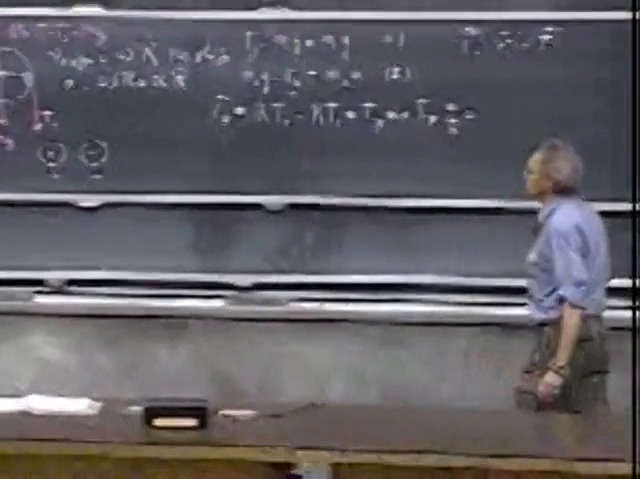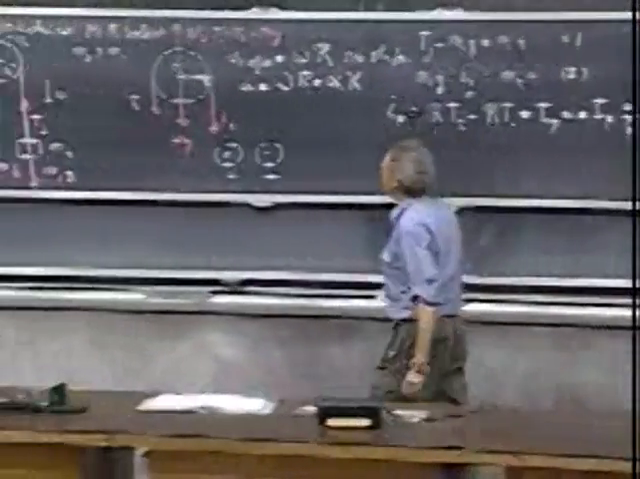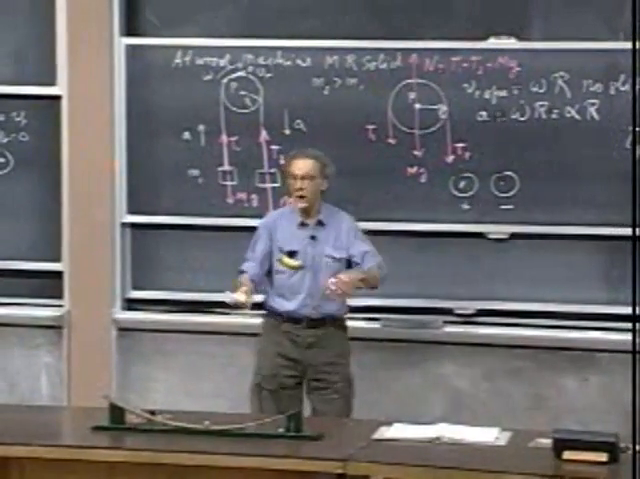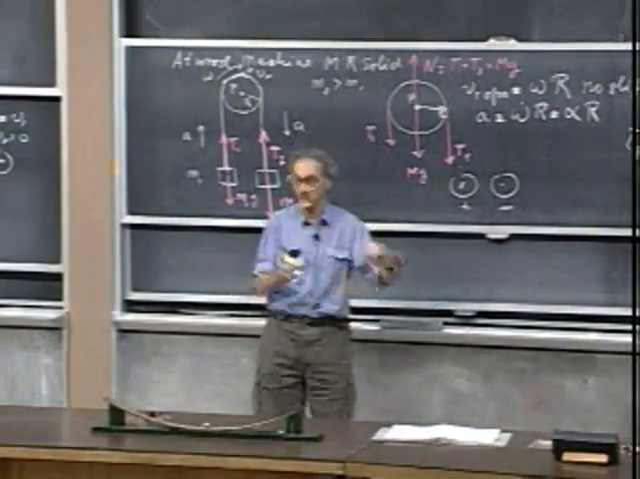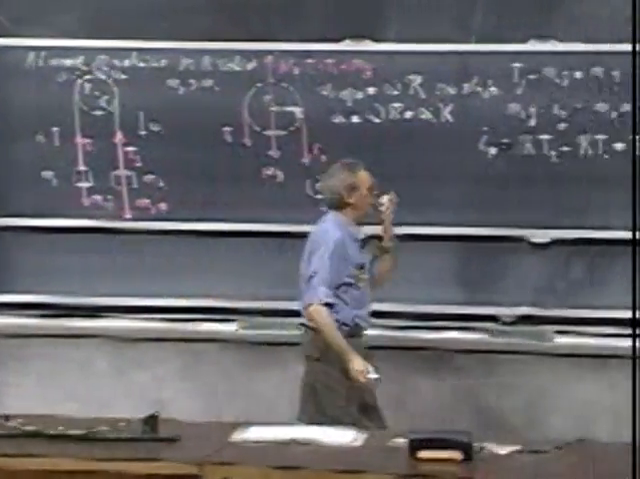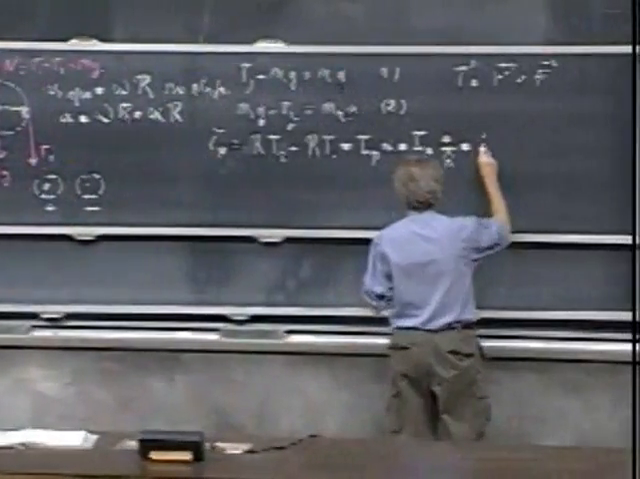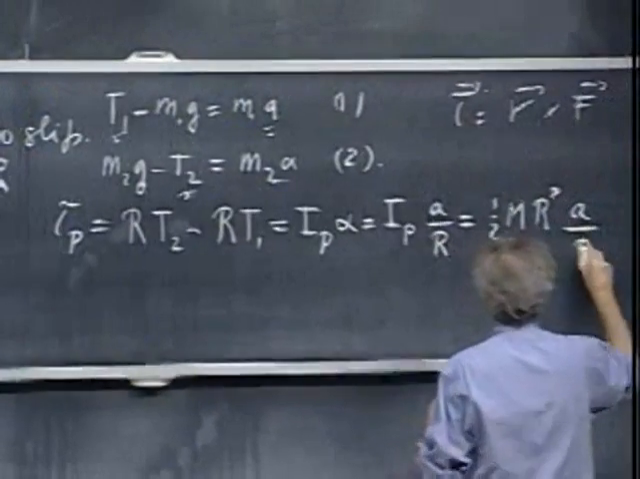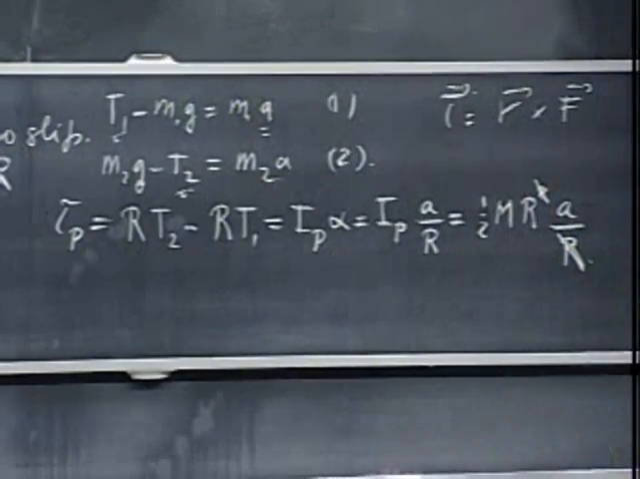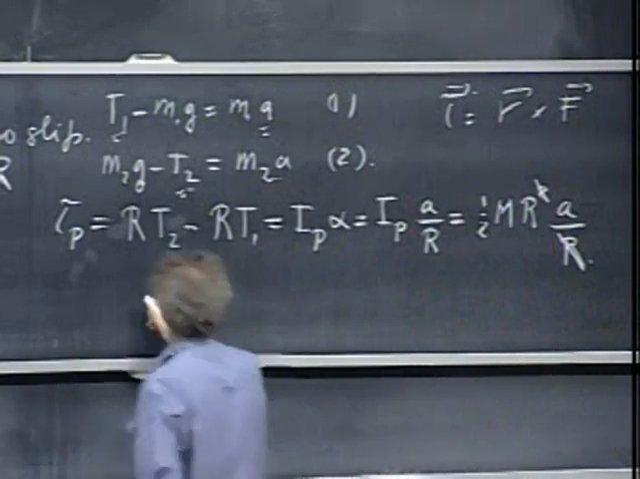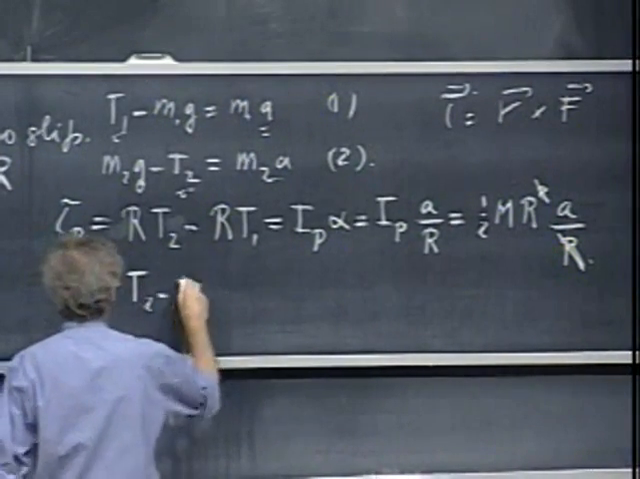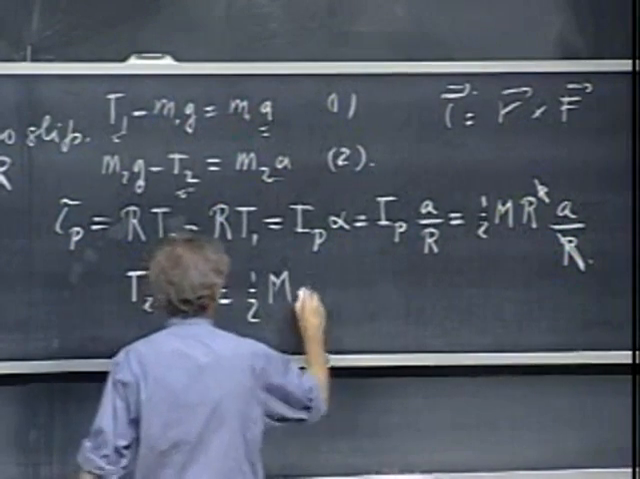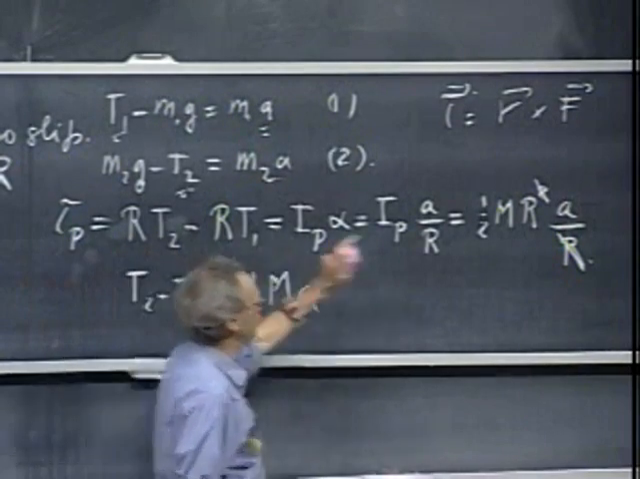But since it is a rotating disk, rotating about its center of mass, I know the moment of inertia. I looked that up. If you need it during your exam, you will find that in the exam. That is 1/2 m r squared, times A divided by R, and I lose one R. And so I find then that T2 minus T1 equals 1/2 MA. Notice I also lose my second R.